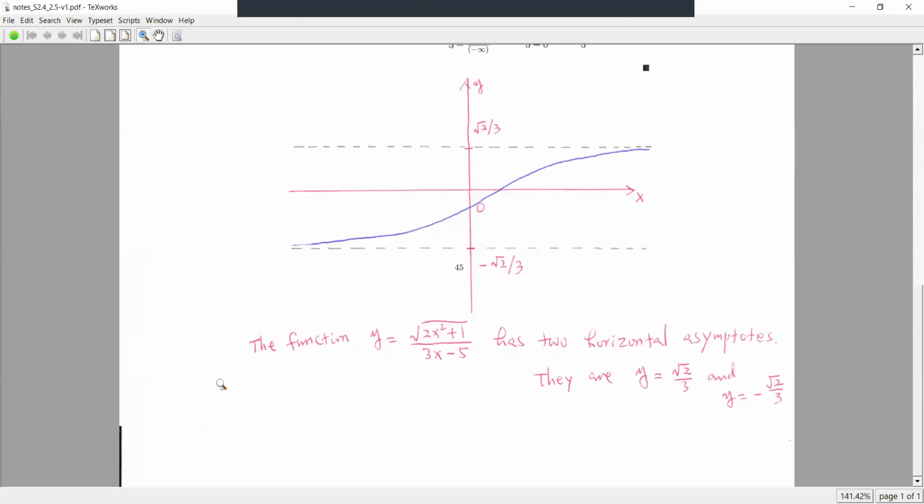So the function in this example has two different horizontal asymptotes. This horizontal asymptote's equation is this equation. And this horizontal asymptote, the equation is this equation.